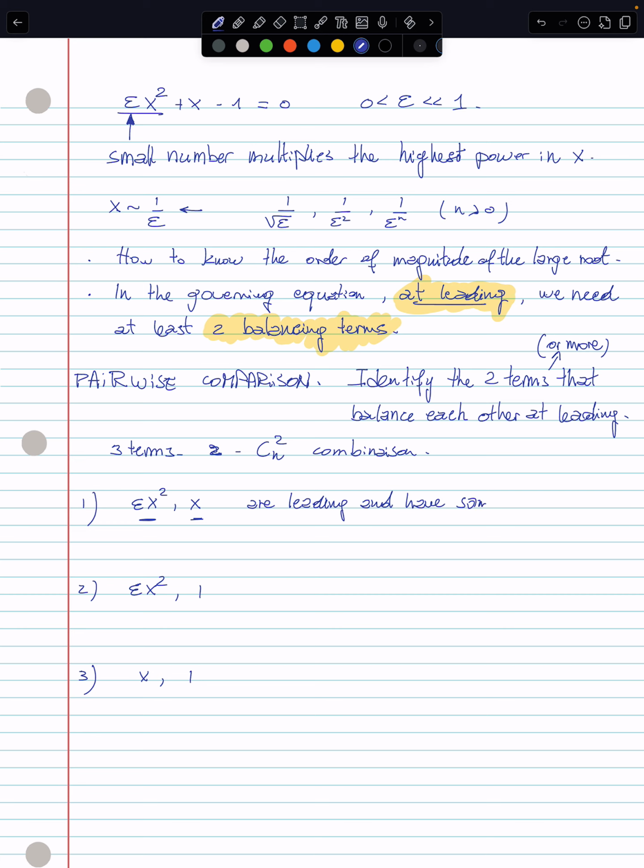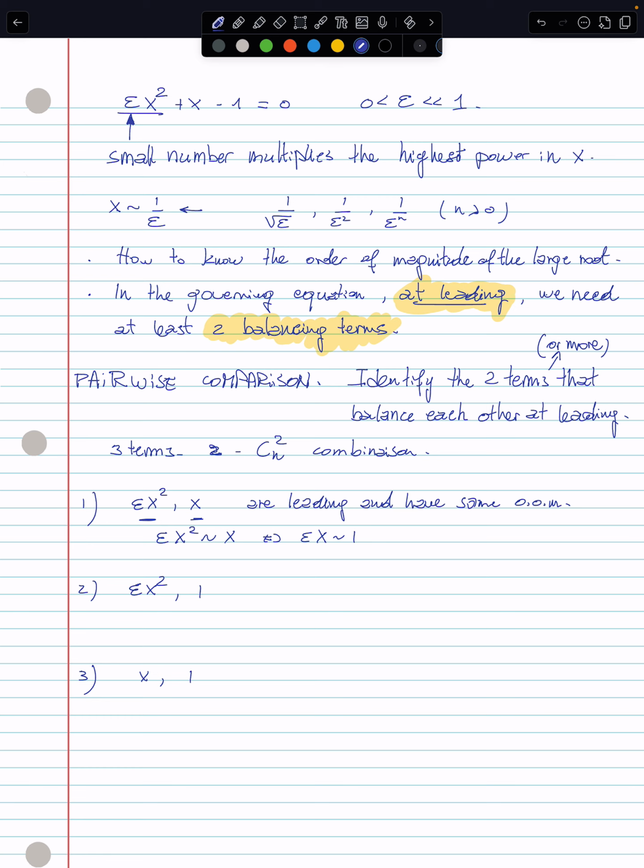So these two terms are leading and have the same order of magnitude. If they have the same order of magnitude, it means that epsilon x squared has the order of magnitude of x, meaning that epsilon x, if you just recognize that x can't be something equal to 0 or cannot have order of magnitude equal to 0, we can just virtually divide left and right by x.